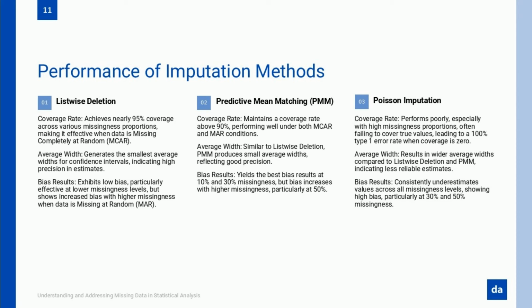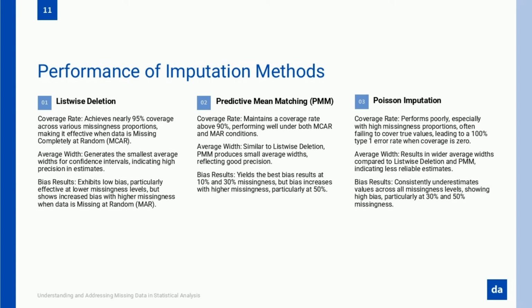Let's find out. First, we have Listwise deletion, the classic method that's been around forever. Think of it as an old sedan, reliable, predictable, but not exactly the pinnacle of innovation. Coverage rate. Listwise deletion achieves a solid 95% coverage rate when data is missing completely at random, MCAR. That's impressive for a method that simply deletes incomplete data. But wait, it struggles as soon as the data starts showing patterns of missing at random, MAR. The coverage begins to falter, making it less dependable.